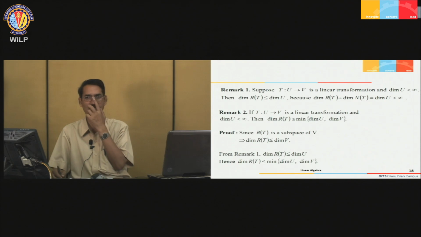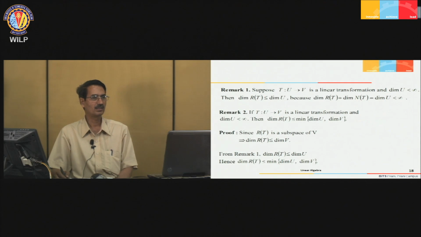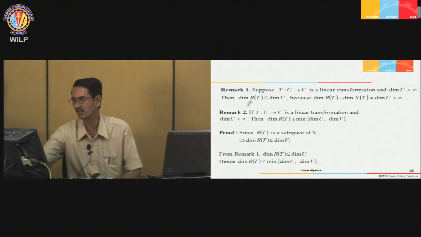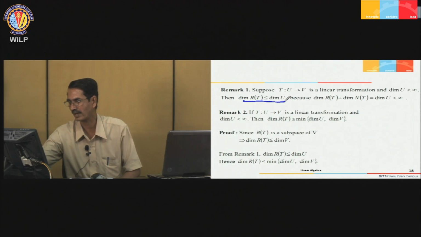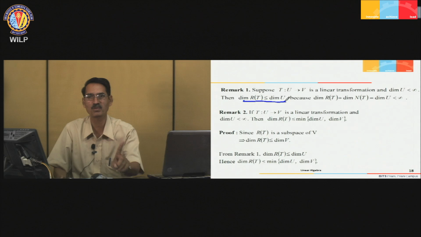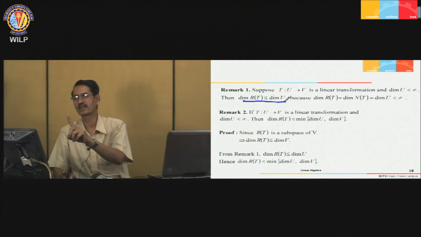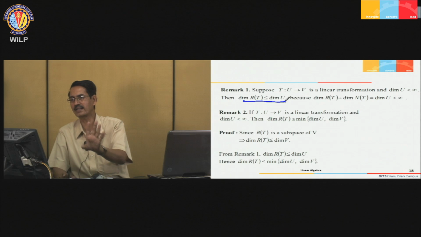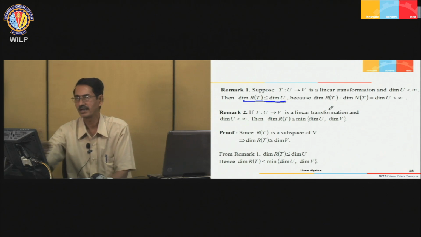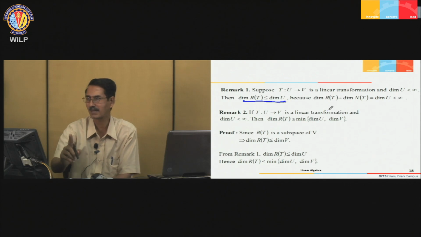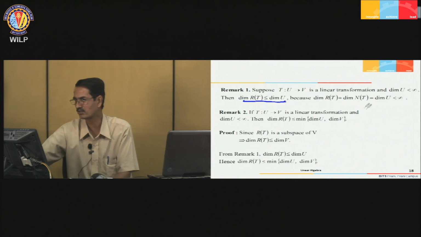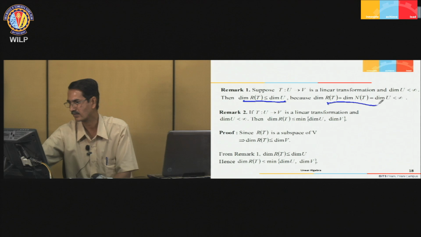Let us see a few remarks. These remarks are very important. First remark is that dimension of range space of T is always less than or equal to dimension of U. Why? T is a linear transformation from U to V, and dimension of U is finite. Therefore by rank nullity theorem, dimension of range space of T plus dimension of null space of T is equal to dimension of U.